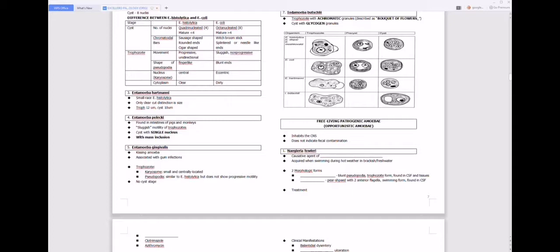Okay? So the first of them is Naegleria fowleri. So Naegleria fowleri is the causative agent of primary amoebic meningitis or PAM. So Naegleria fowleri, causative agent of primary amoebic meningitis or PAM.